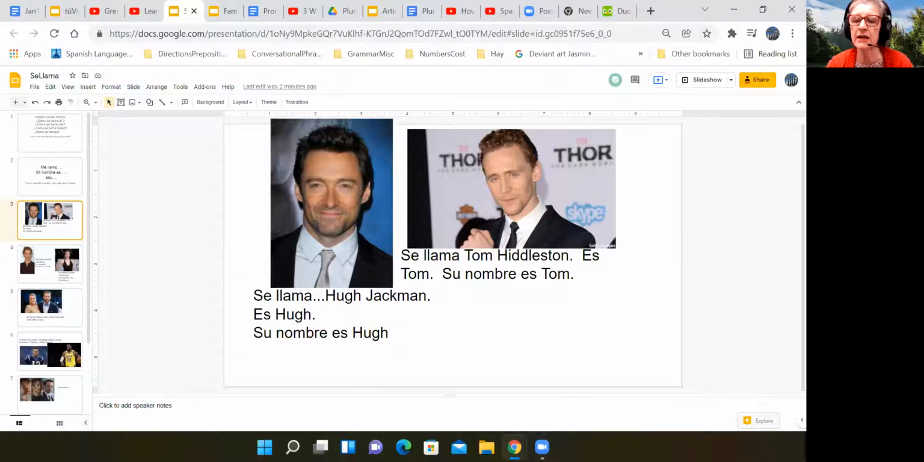¿Quién más? ¿Quién más? Tomás. Se llama Tom. Es mi hijo y mi madre. Se llama Nick y se llama Nani. Okay. Leave that picture up for a minute here.